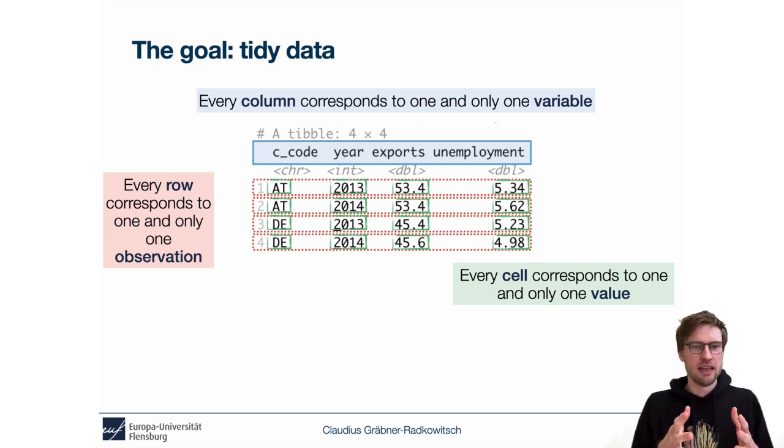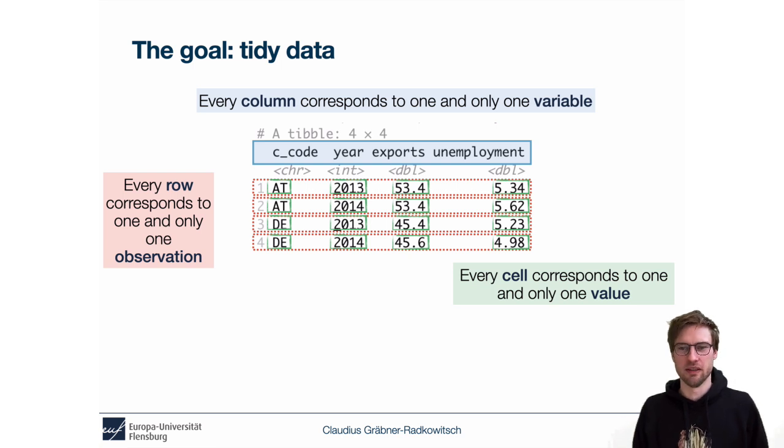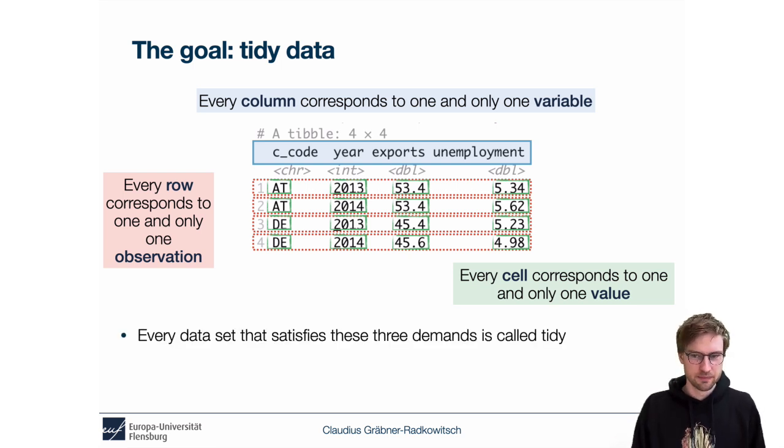So, for example, if we had written in the first row and the first column AT and DE, within one string, we would only have one string, but AT and DE would be 2 values, and then we wouldn't have a tidy data set anymore. So you need to think about that a little bit sometimes, but in most of the cases, it's very clear whether this demand is fulfilled or not. And every data set that fulfills these three demands is called tidy. And this is what we want, because this is the form that programming languages such as R can usually process quite well.